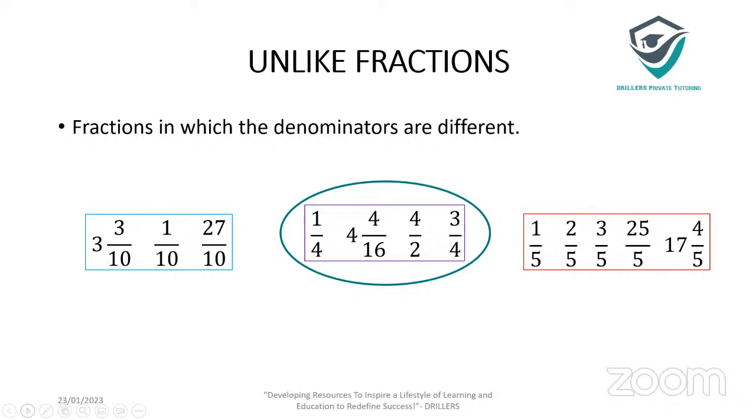And the third group are all fifths. We have 1/5, 2/5, 3/5, 25/5, 17, and 4/5. These are all like fractions, so they don't fall into the group. Unlike fractions have different denominators. Here we have a quarter, 4 and 4/16, 4 halves, and 3/4. Although two of these are alike, we still have fractions that are not alike. So the second group is a group of unlike fractions. When you hear unlike, just think different denominators, that's it.